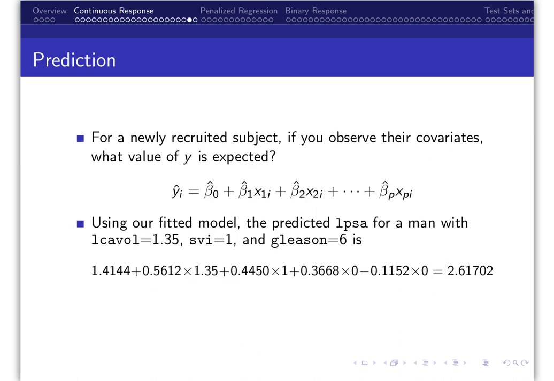As mentioned, one interest may be to use our multivariable model for prediction. Suppose we have a new subject, and for that subject we have measured all the covariates included in our multivariable model. We can predict this subject's response by plugging their covariate values into the estimated equation. For example, if a new subject has log cancer volume of 1.35 with seminal vesicle invasion and a Gleason grade of 6, his predicted log prostate-specific antigen would be 2.62.